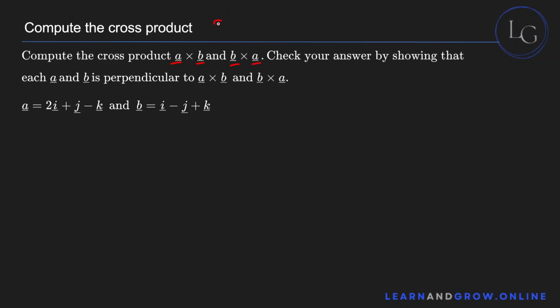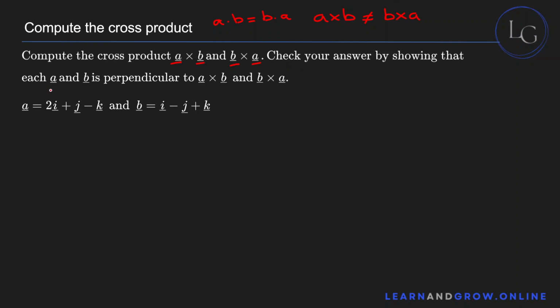in dot products, A dot B is equal to B dot A. But that's not the case for cross products. A cross B is not equal to B cross A because the direction of the resultant vector is different.